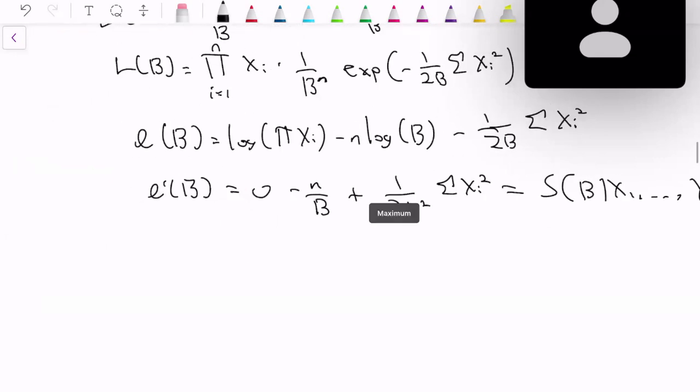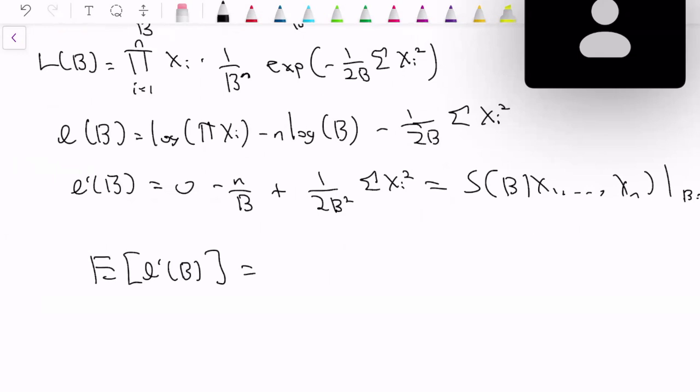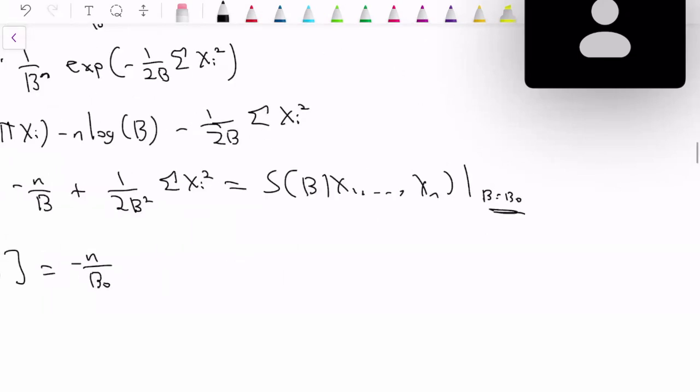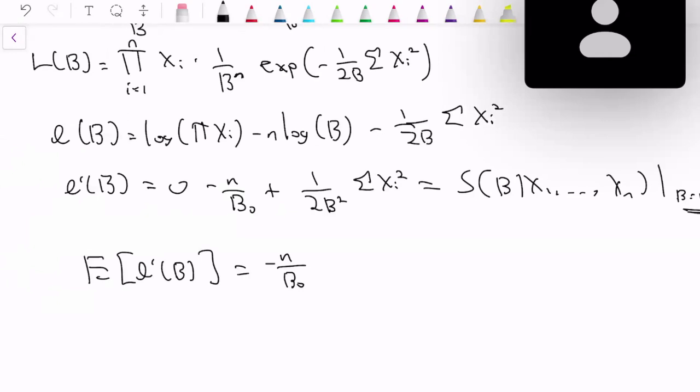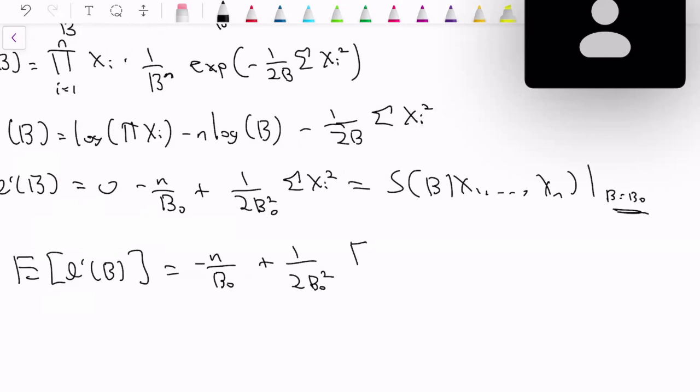So we need to take now the expectation over this. It'll be negative n over beta naught. Sorry, I should specify this here, so this will be beta naught. Plus 1 over 2 beta naught squared, times the expectation of the sum of xi squared.